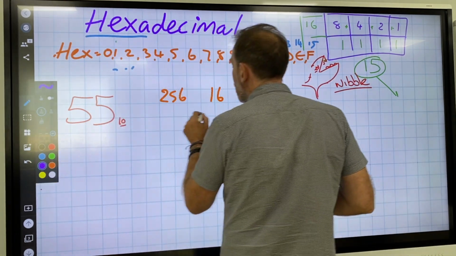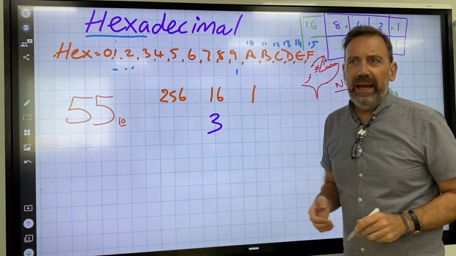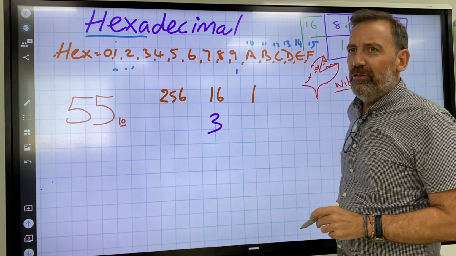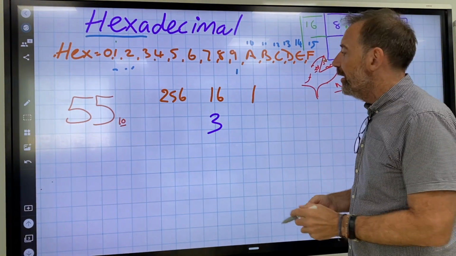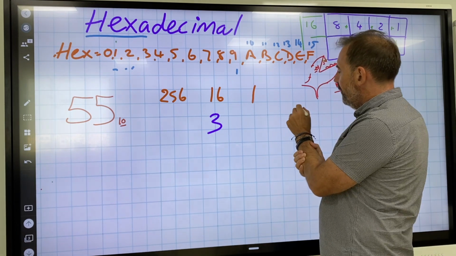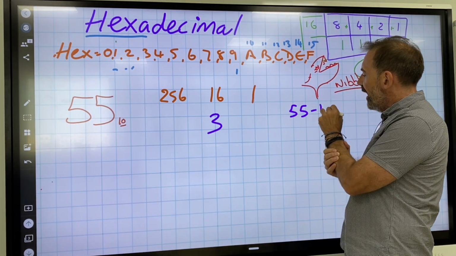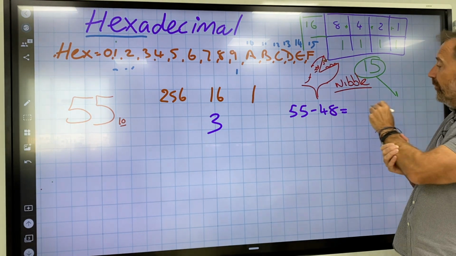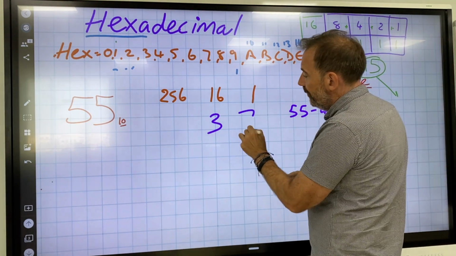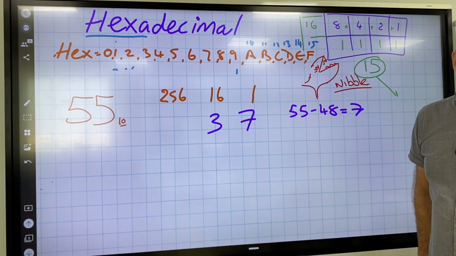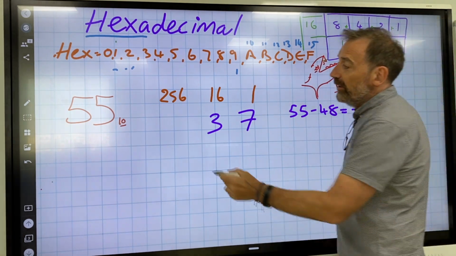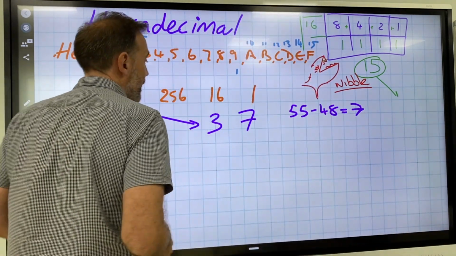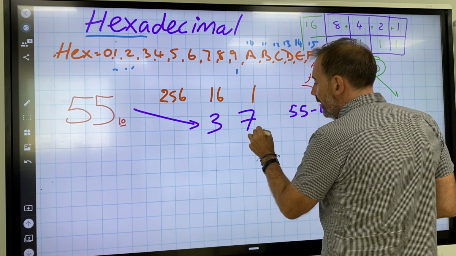I think 3 as well. 3 16s are 48. Yeah? 16 times 2 is 32 plus 16, 48. So how many have I got left? 55 minus 48 equals 7. Good. So I've got 7 units. Nice and easy. It's a smaller number, but 55 in base 10 equals 37 in base 16.